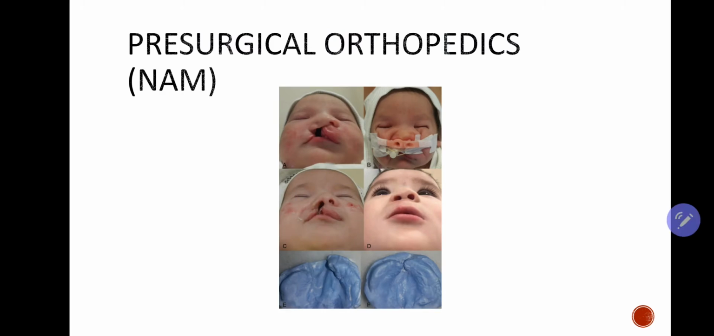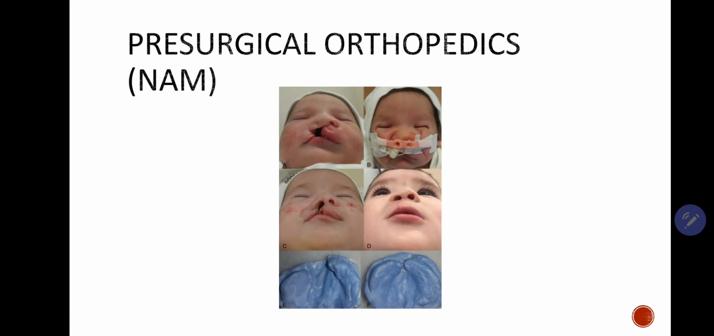Once the passive obturator is given for some months, we will go with the pre-surgical orthopedics, that is nothing but the NAM technique, naso-alveolar molding. The name itself suggests we will mold the 2 structures, that is, we have 2 structures present on either side of the cleft lip and palate.